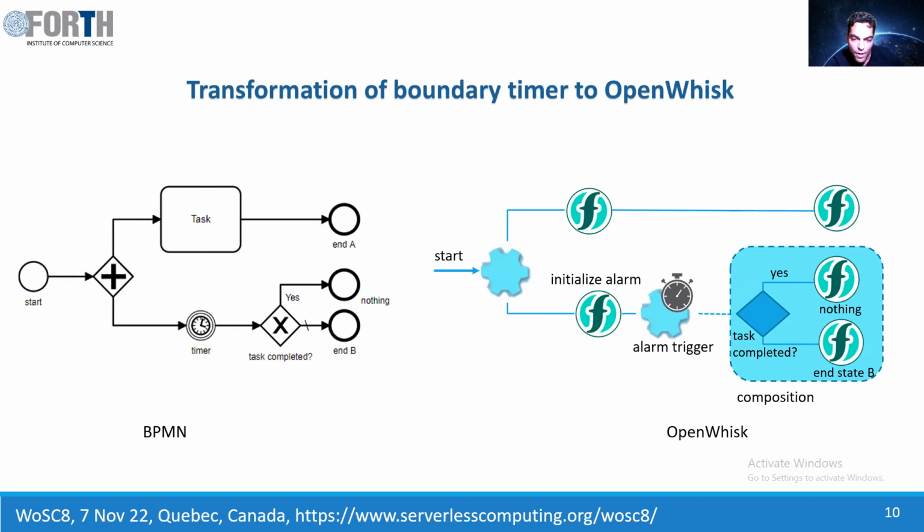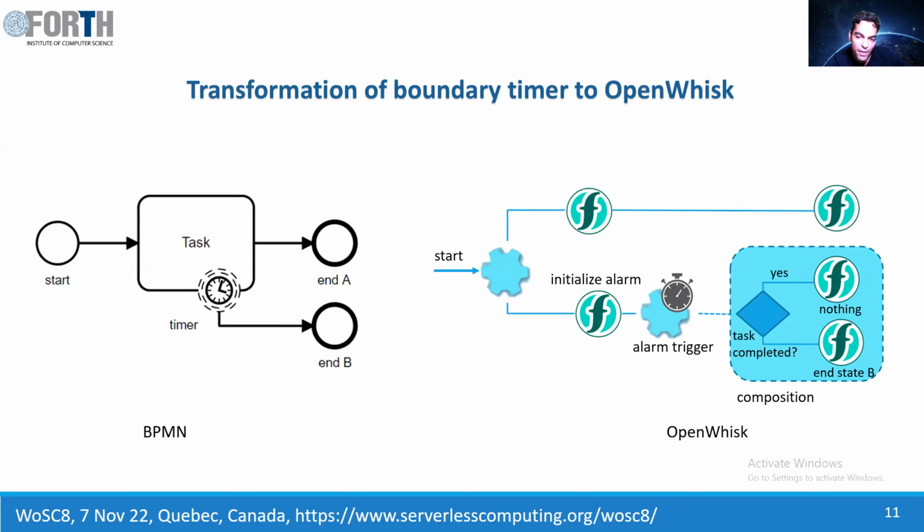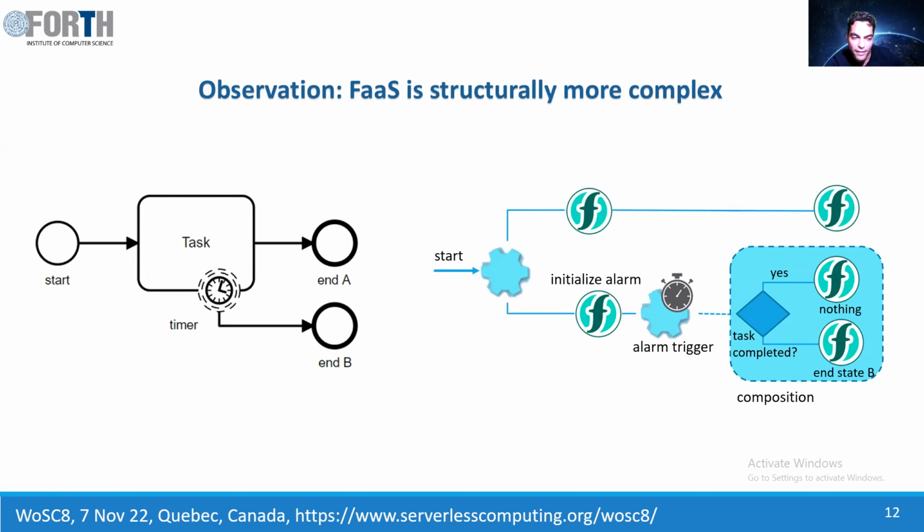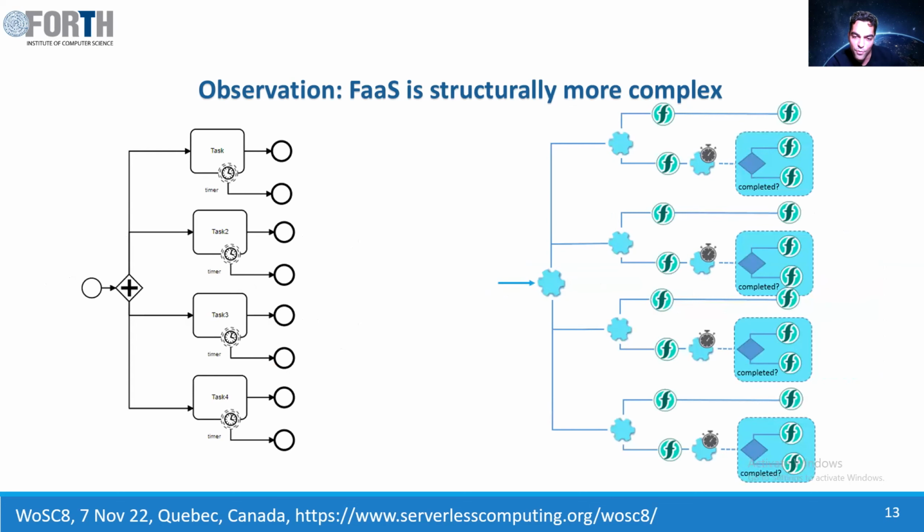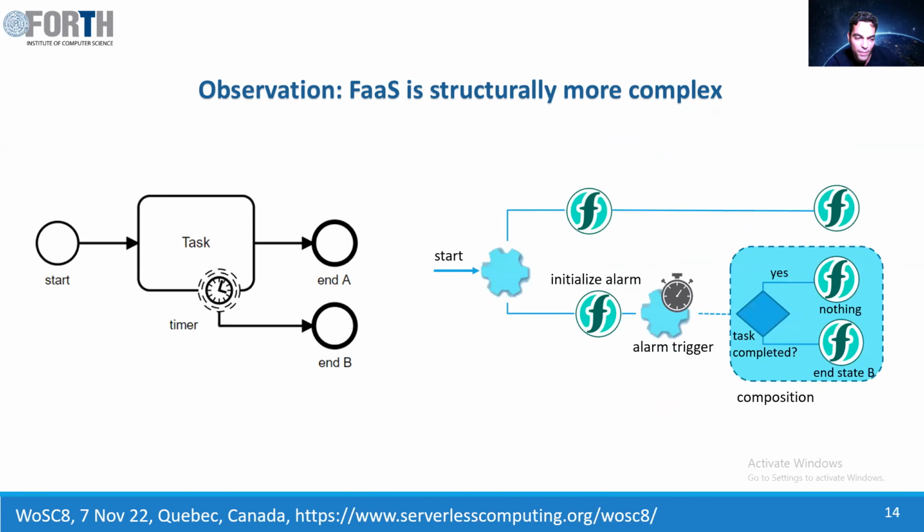Looking again, we took the left BPMN representation and ended up with the right FaaS model. And here comes our observation. We introduced a little complexity ourselves to our structure. The model on the right is a bit more complex than on the left. And imagine having 4 or 5 of those models in your workflow. The FaaS expression has a bit more complexity in its structure.